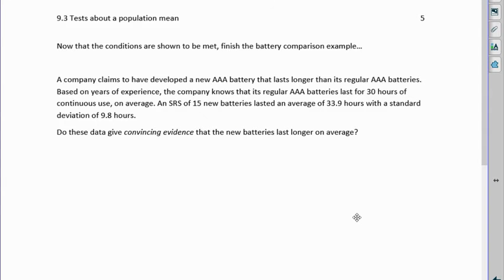So here's our battery case, and we know that the conditions are met. We know that we are doing a one sample t-test for means.